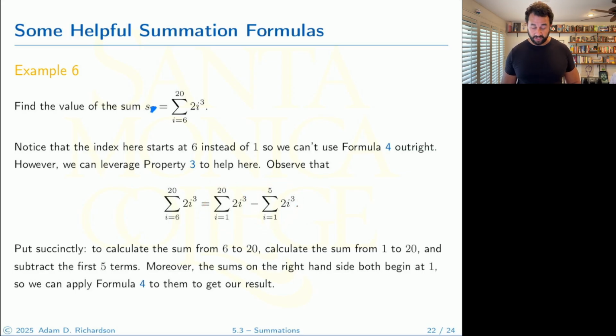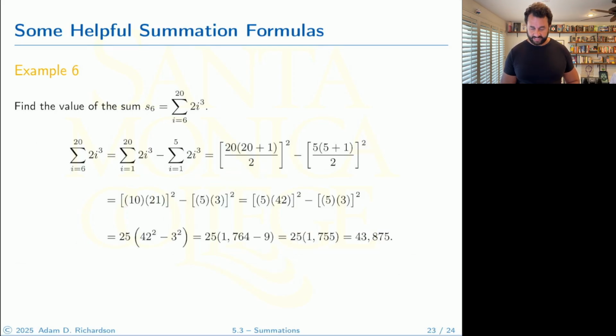That's what we're going to do. The beauty of this method is that both of these summations start at index 1. So with these, we can use one of those closed formulas, the closed formula for the sum of the first cubes, after we factor out that 2, of course. So let's see that.